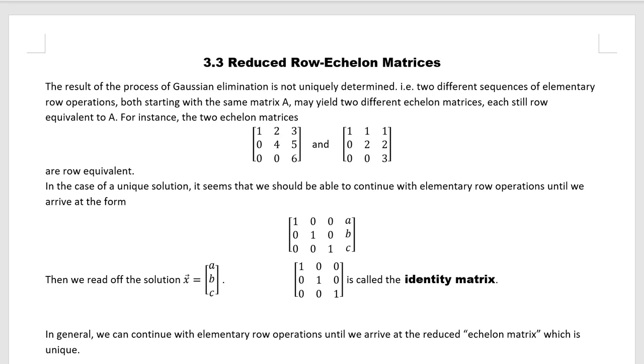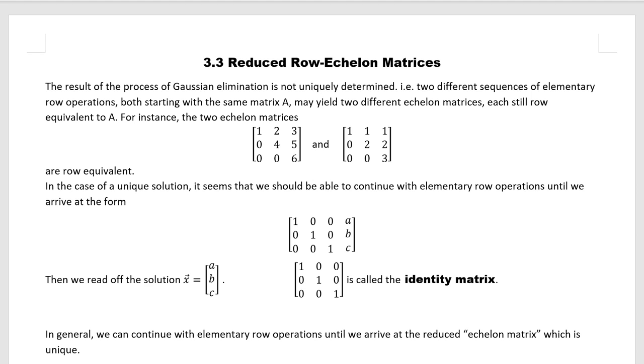Hi everyone! Today let's talk about section 3.3, Reduced Row-Echelon Matrices. The result of the process of Gaussian elimination is not uniquely determined. That is, two different sequences of elementary row operations, both starting with the same matrix A, may yield two different echelon matrices. Each is still row equivalent to A, but they're not the same matrix.